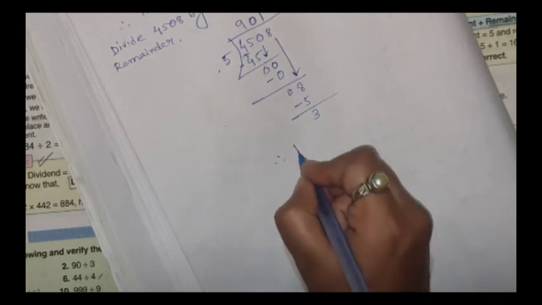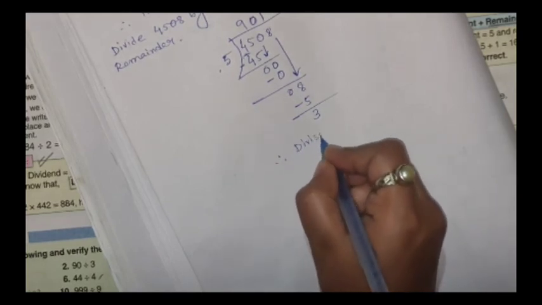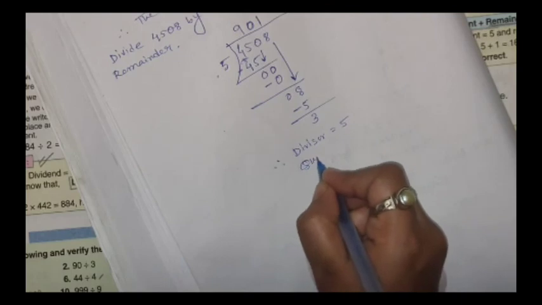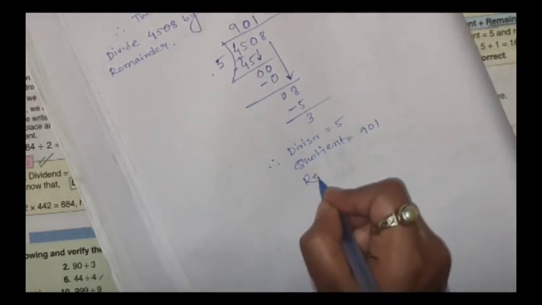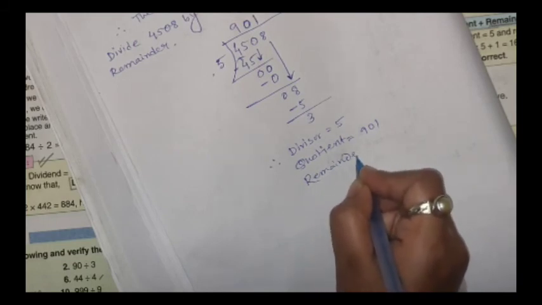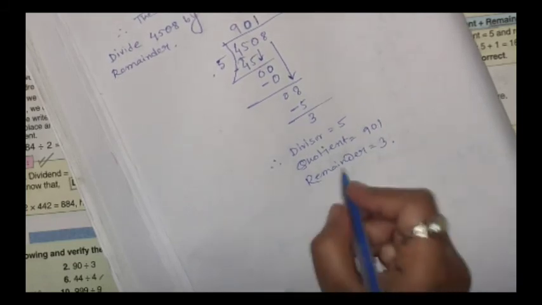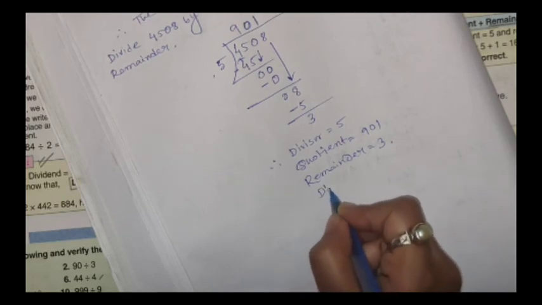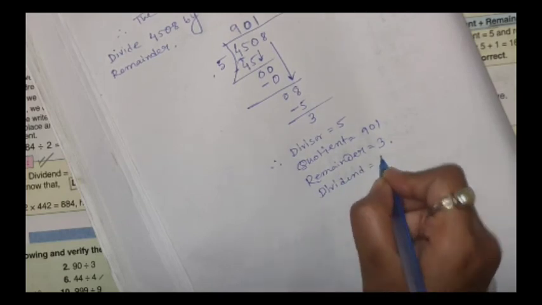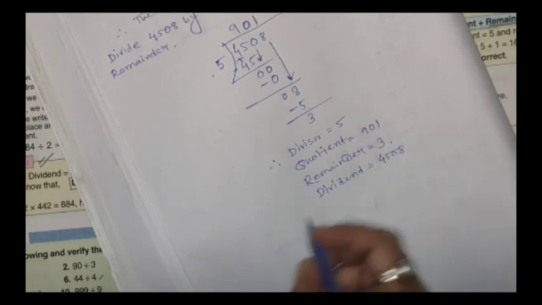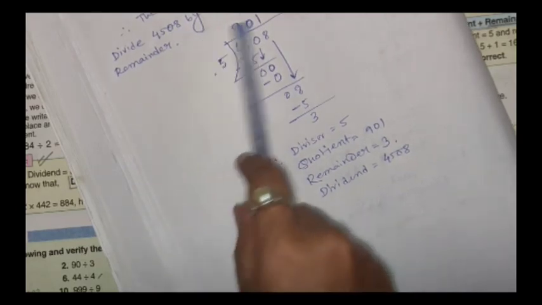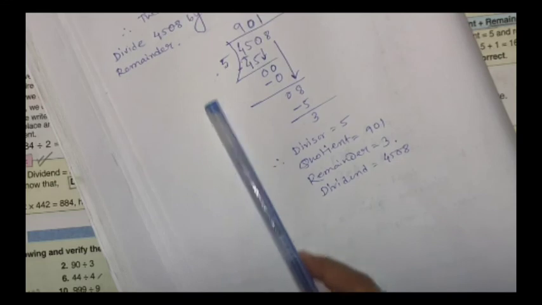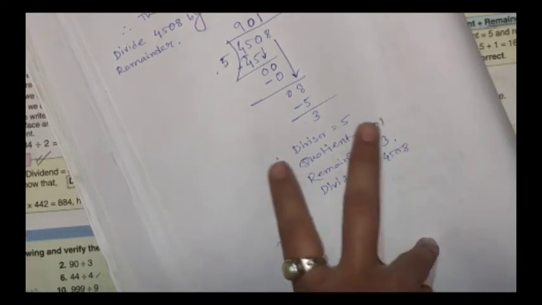So divisor 5, quotient 901, remainder 3. Okay, so dividend equal to 4508. Now we need to verify the answer. But here you have to only find the quotient and remainder, so we don't need to verify the answer in this question.